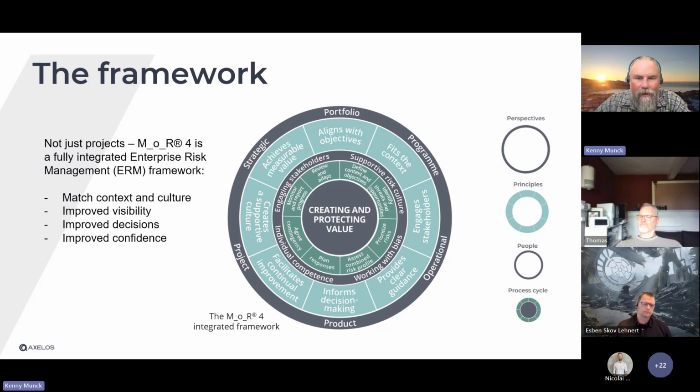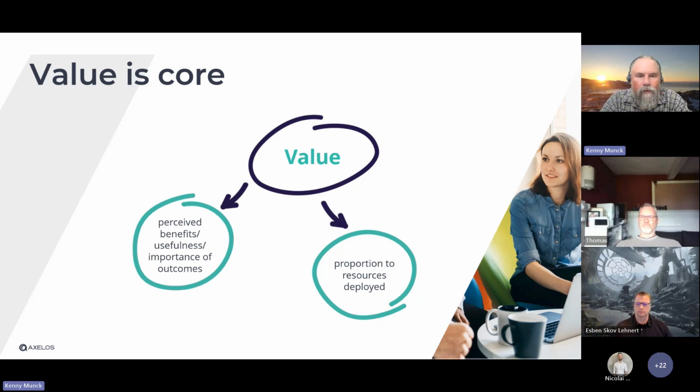So yes, if you look at the basis, or the foundation, of the framework, then value is at core. It's almost in the title. We are creating and protecting value. And by value, it's not only the profits or the monetary parts. It's actually about the perceived benefits. So one prerequisite of working with risk is that you need to understand your strategic goals or project goals and so on. So it's not about just mapping out something that could happen. It's about understanding what benefits we are hunting, and then adding to this that we have a proportion to the resources deployed. So one of the core things they've introduced in version 4 is that risk is not about blindly hunting all uncertainties and dealing with them, but having a value perspective.